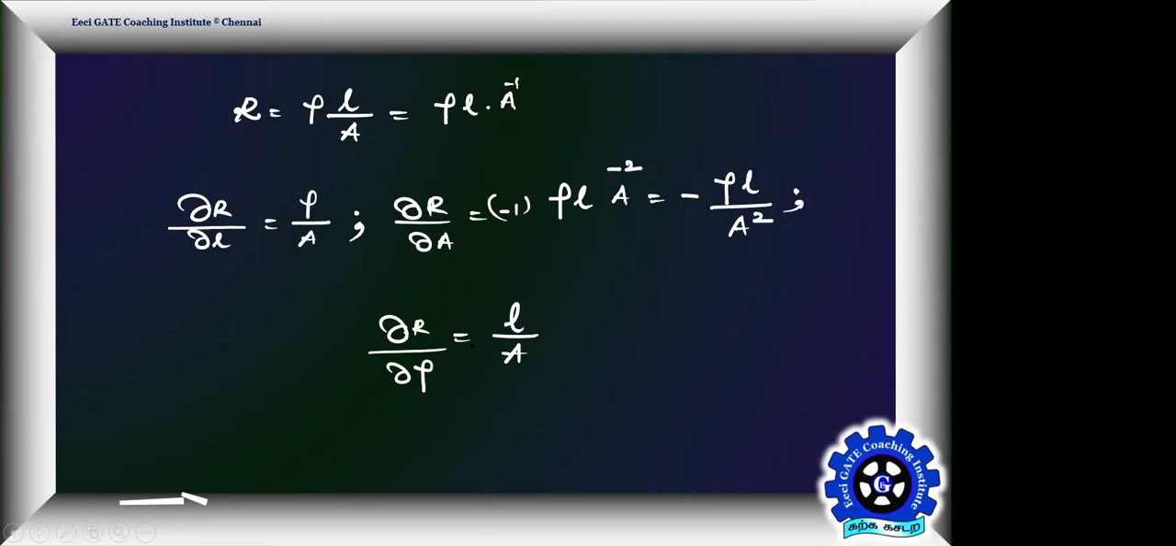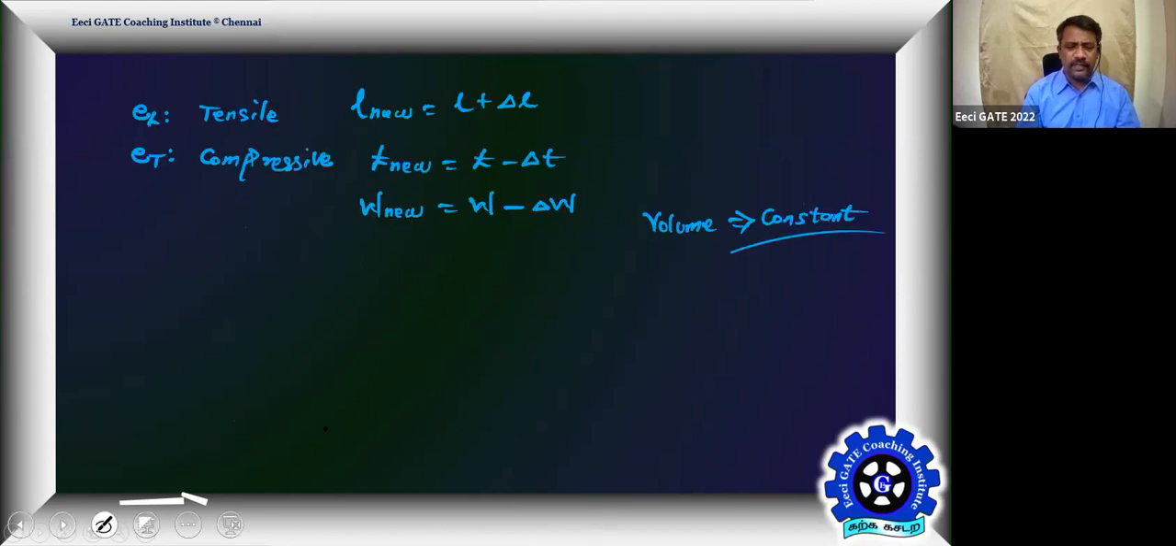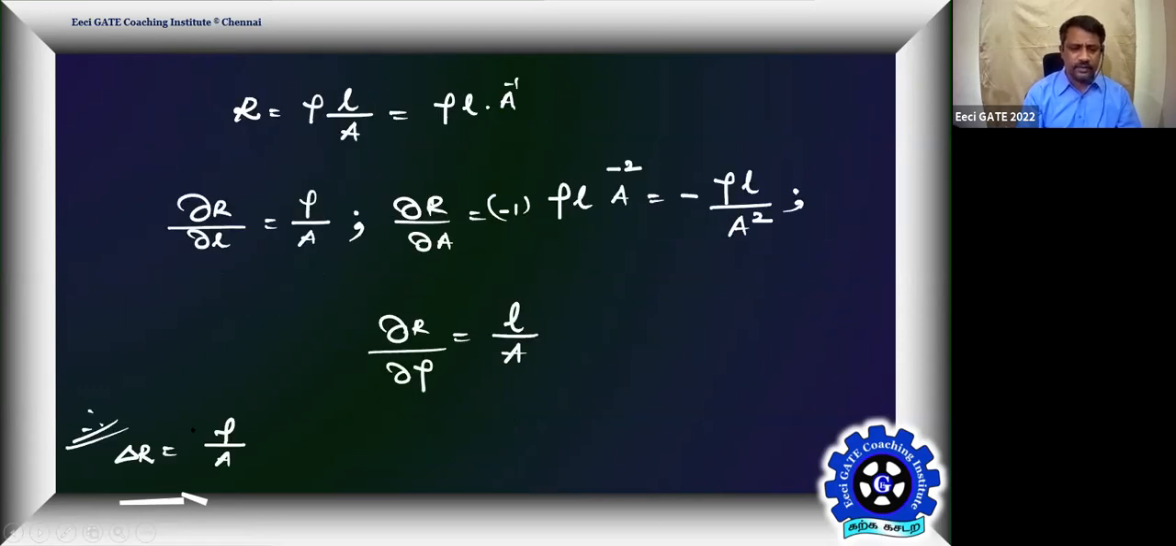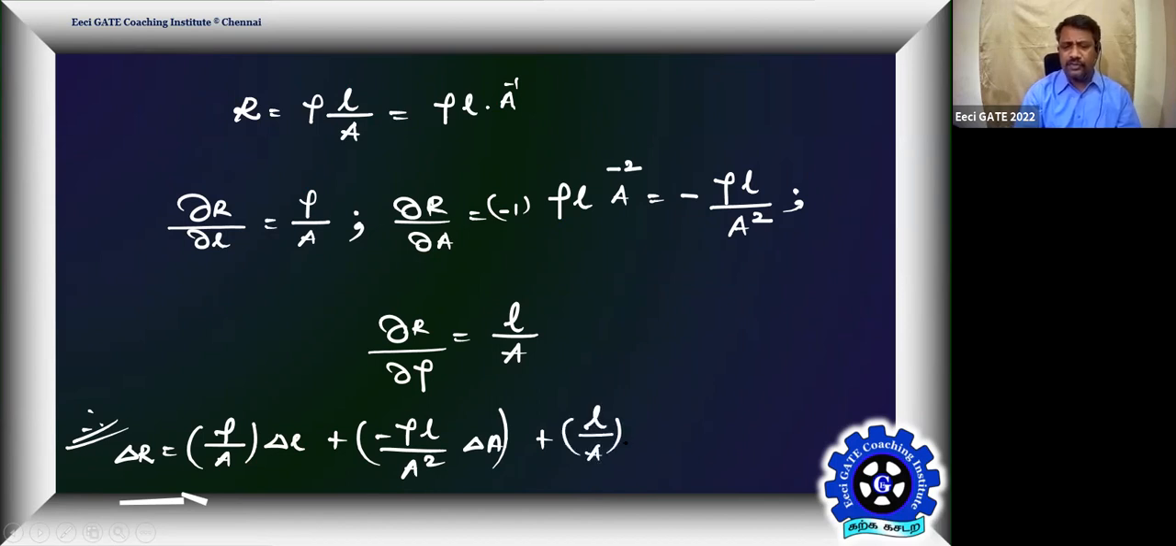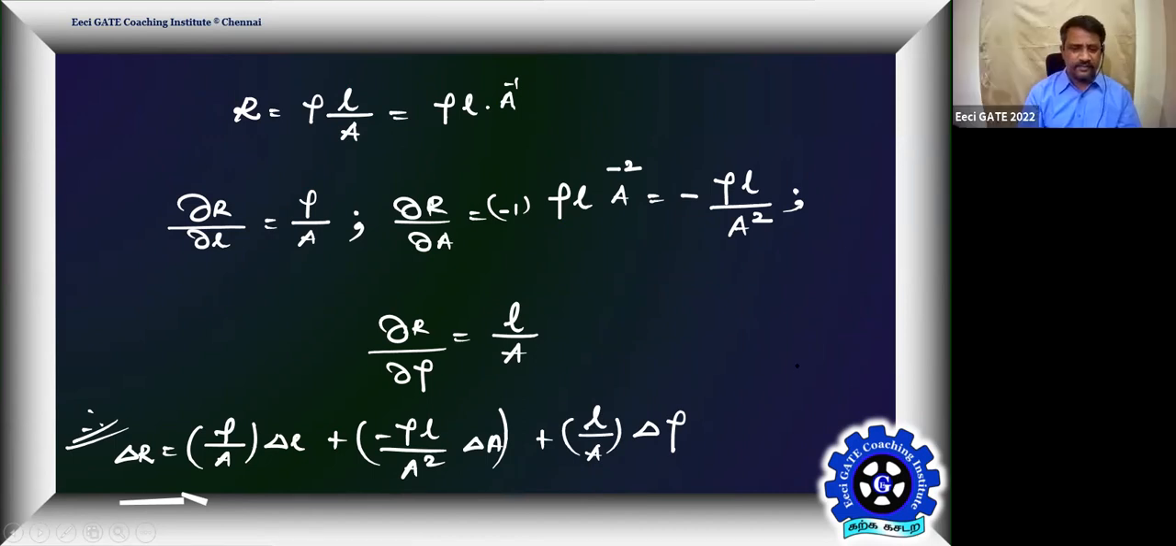Getting everyone? Then substitute them in the expression of delta R. Delta R is going to become dou R by dou L, which is rho by A, into delta L, plus dou R by dou A, which is minus rho L by A square, into delta A, and finally dou R by dou rho, which is L by A, into delta rho. Agree, everyone? Yes or no?